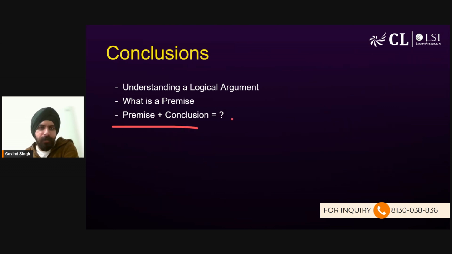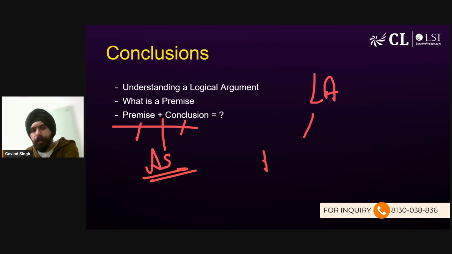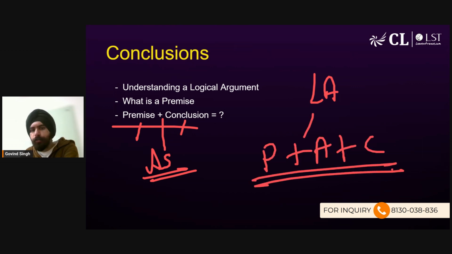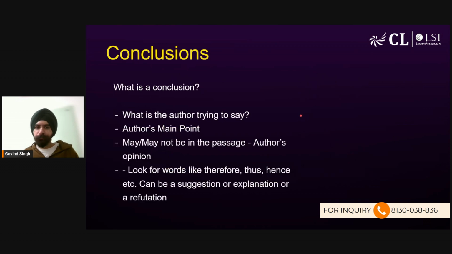So although I said that a logical argument has two components, which is premise and conclusion, it also has a hidden component called assumption, which we'll talk about later in different classes when we study the concept of assumptions. But for now, a logical argument is made up of premise plus assumption plus conclusion. Now that we understand what exactly a logical argument is, we are in a better position to understand what exactly a conclusion is. So let's move to that.